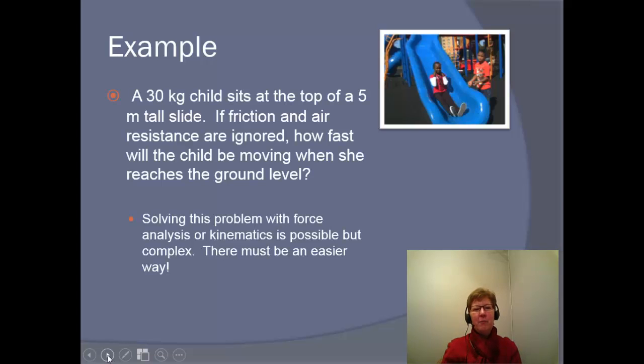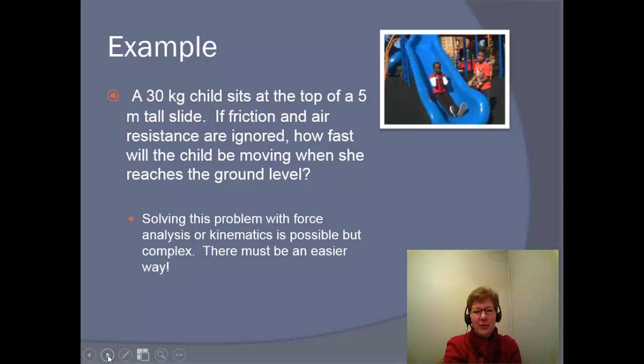Let's say we have a problem like this, where we have a 30 kilogram child who is sitting at the top of a 5-meter tall playground slide. And if we ignore friction and we ignore air resistance, then what we want to determine is how fast that child will be moving when she gets to the bottom of the slide.